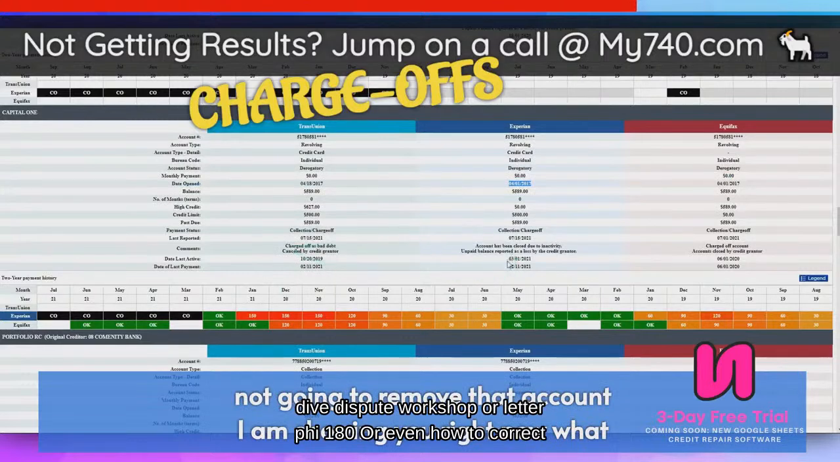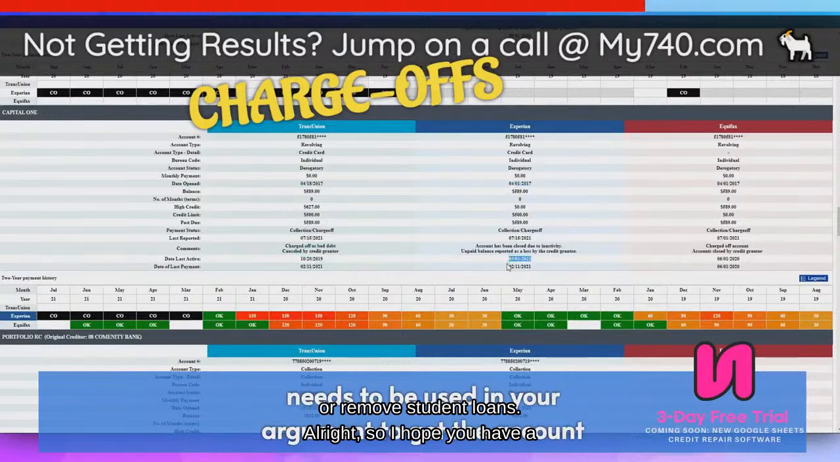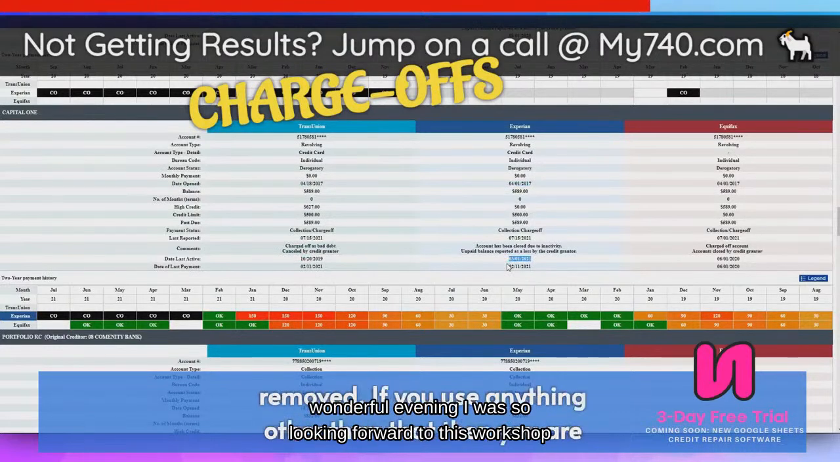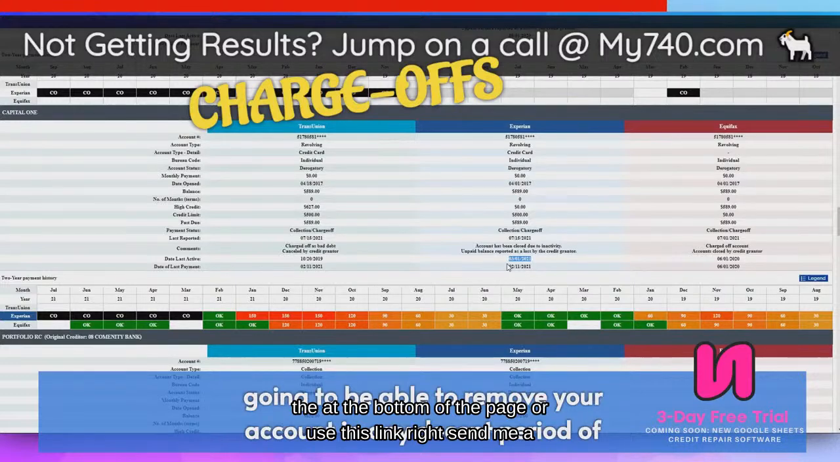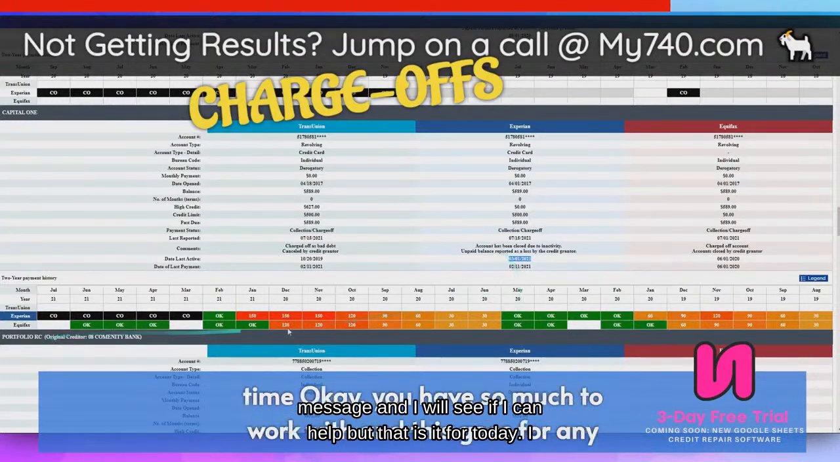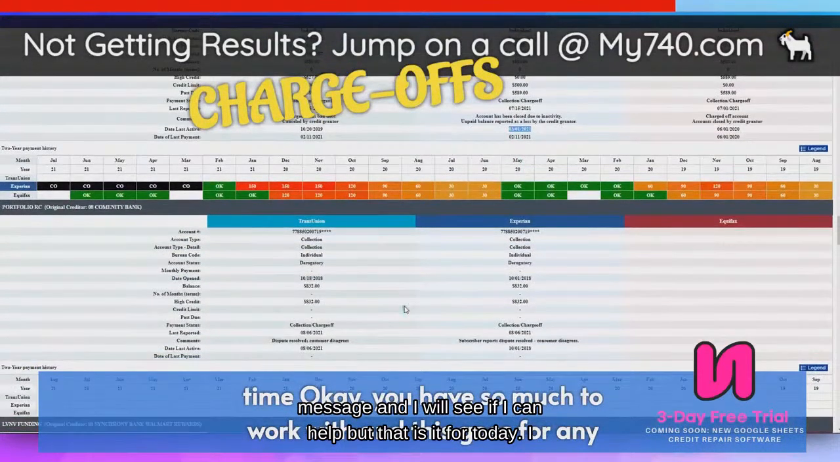I am showing you right now what needs to be used in your argument to get the account removed. If you use anything other than that, then you are running into the possibility or the probability that you're not going to be able to remove your account in any decent period of time. Okay. You have so much to work with. And this goes for any type of account.